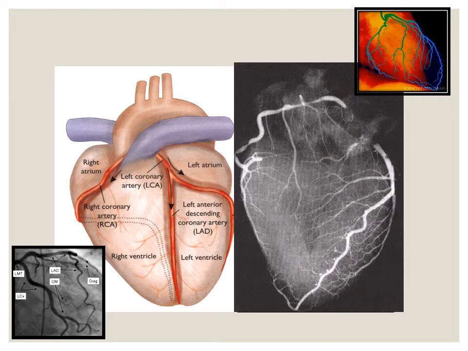The right coronary artery is traveling between the right atrium and the right ventricle, and it has the major branch that is referred to as the marginal branch, and then the left coronary artery is subdivided into the left anterior descending artery that travels between the right and left ventricle, and the left circumflex artery that travels between the left atrium and the left ventricle.